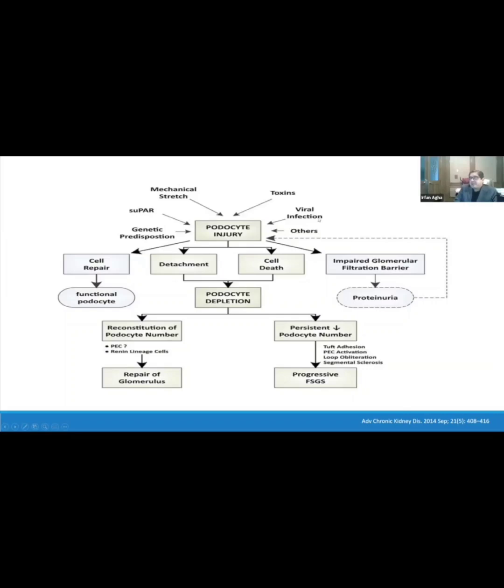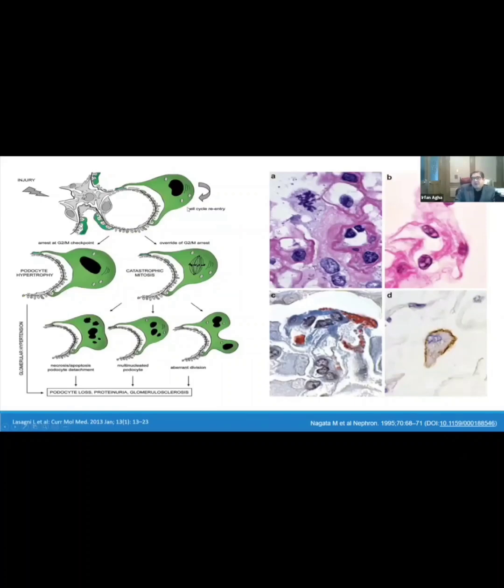Now, if you're able to repair this, and if the injury is overcome, then you will probably see some form of recovery or repair. But if you have significant loss of podocytes, then your numbers are going to go down. And even if the injury is resolved, you will develop progressive FSGS. So let's see, why would that happen? So this is what happens when you get podocyte injury.